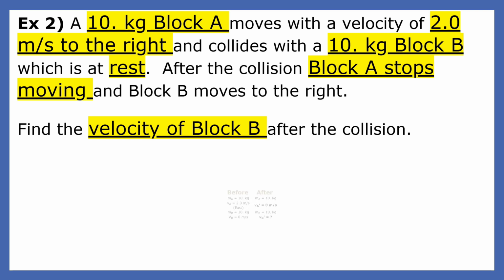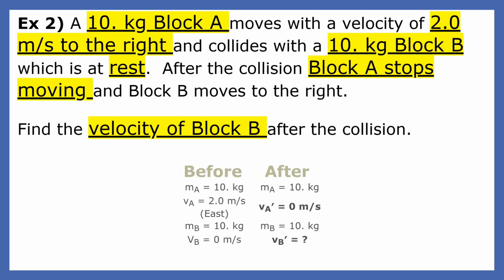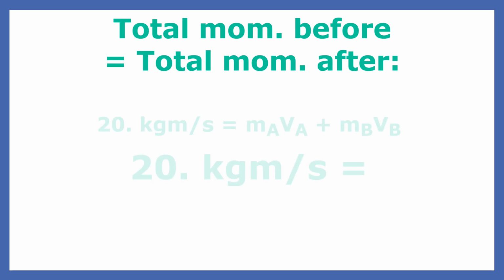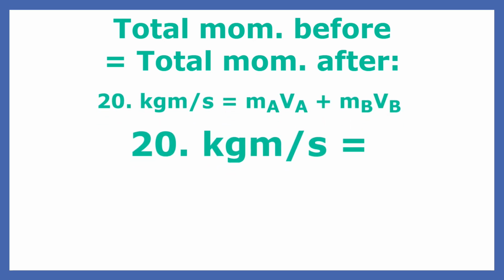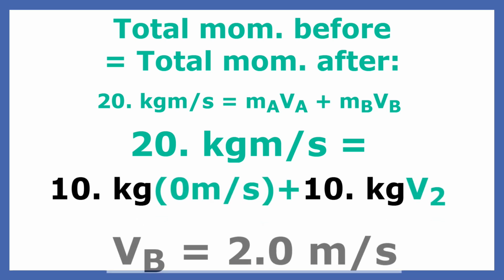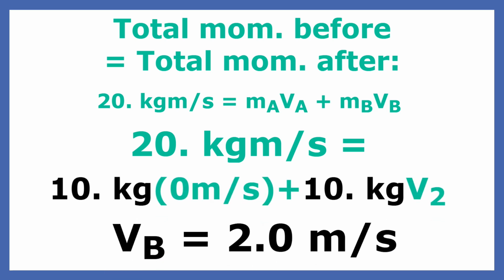After the collision, object A stops, so its velocity is zero and its momentum is zero. We can find the speed of object B after the collision by using the law of conservation of momentum. From our previous question, we found that the total momentum before the interaction equaled positive 20 kilogram meters per second. From this equation, we can find that object B has a velocity of 2 meters per second.